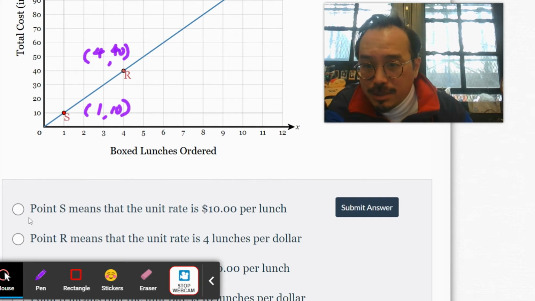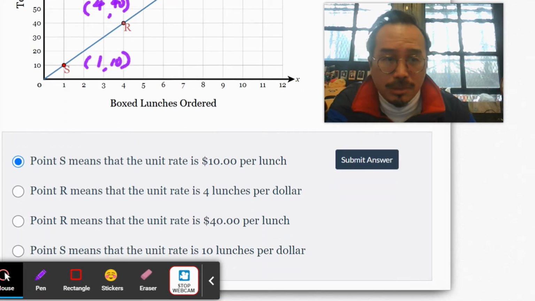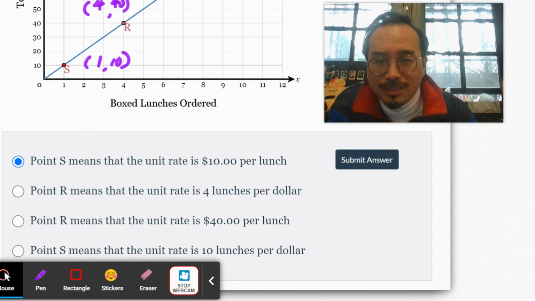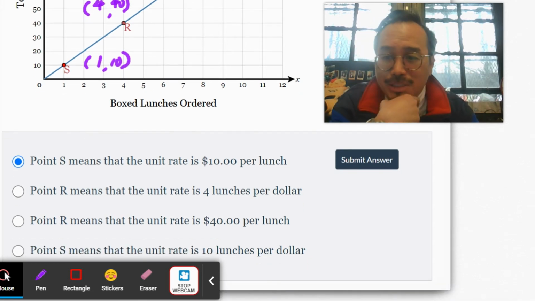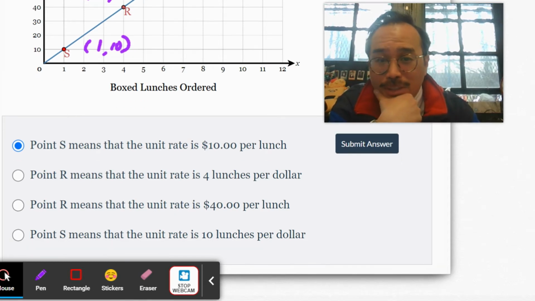Point S means that the unit rate is $10 per lunch. That's true, actually. So that might be it. We might have to look no further, but you know me, we have to check everything out. Point R means that the unit rate is 4 lunches per dollar. That's complete nonsense. Point R means that the unit rate is $40 per lunch. That's nonsense. Even I don't spend $40 on lunch. Point S means that the unit rate is 10 lunches per, again, just nonsense.